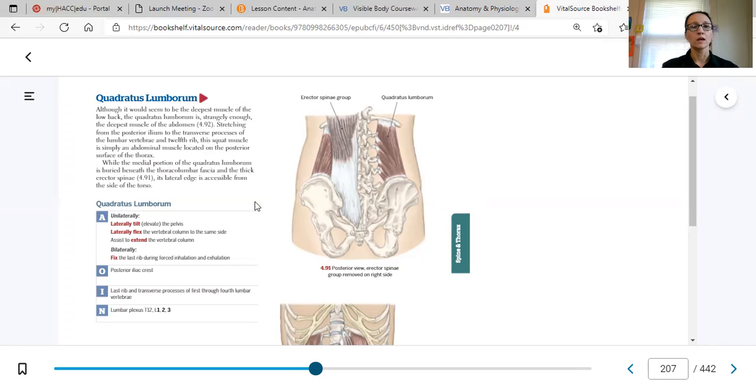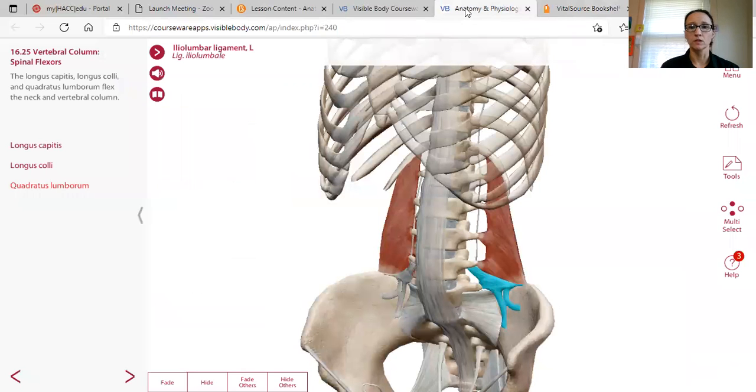Okay. QL can assist to extend the vertebral column, but not really so much because it only attaches to the lumbar vertebrae, and the lumbar vertebrae is already in a lordotic curve. So QL doesn't extend all that much. All right. So let's go back to QL here.